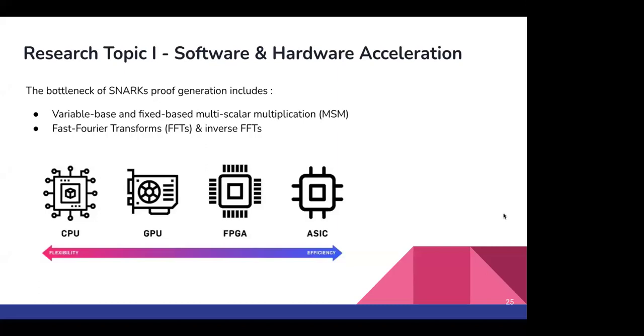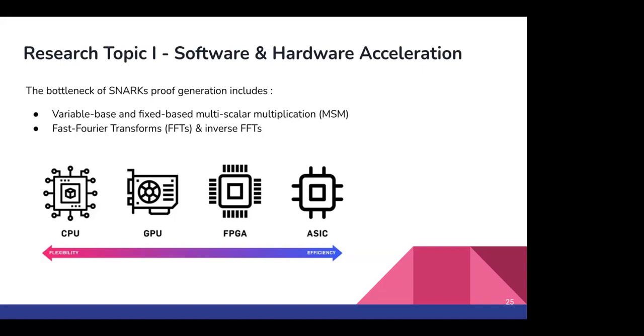Actually, there are a number of very interesting topics we can continue to explore through the collaboration between industry and universities. First, and a very important topic, is software and hardware acceleration. We know zero-knowledge proofs take a long time to generate. If you look at those proof systems using elliptic curves, the bottleneck lies in two components. The first one is variable-base or fixed-base multi-scalar multiplication, or MSM. Instead of a single multiplication, you need to do multiple multiplications, at a size of maybe 2^20 to 2^25 scalar multiplications.